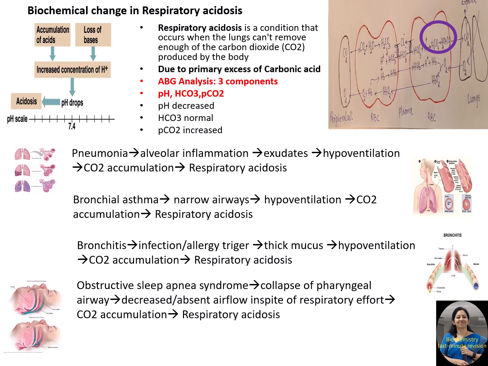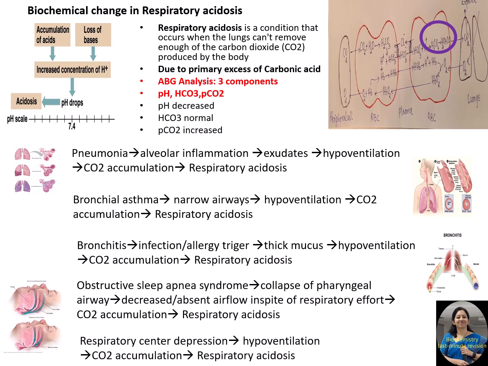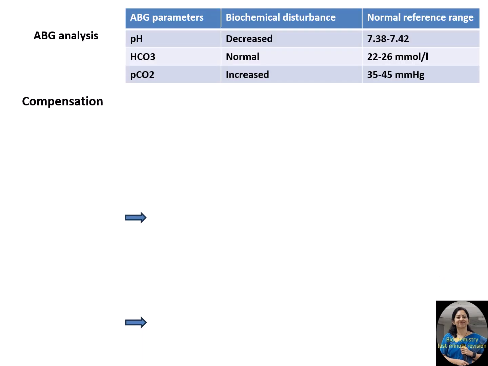Next cause is obstructive sleep apnea syndrome, characterized by collapse of the pharyngeal airway. So this will result in decreased airflow in spite of good respiratory effort by the patient or the individual. So resulting in hypoventilation, carbon dioxide accumulation, and respiratory acidosis. Last one is respiratory center depression, either by head injury or by drugs like opioids, which includes morphine, and general anesthetics. So all these agents will decrease the respiratory rate, resulting in hypoventilation followed by carbon dioxide accumulation, respiratory acidosis.